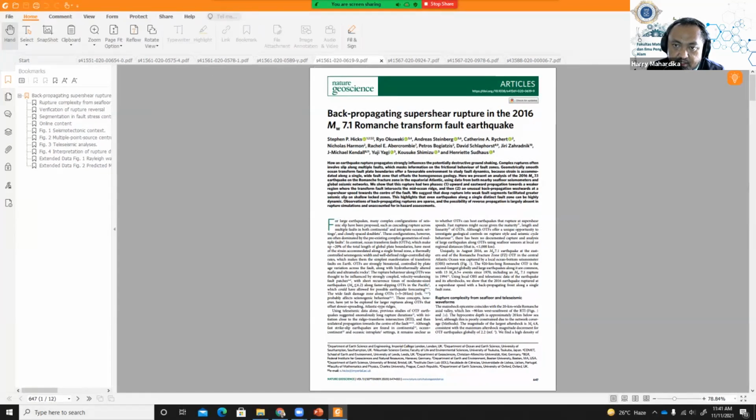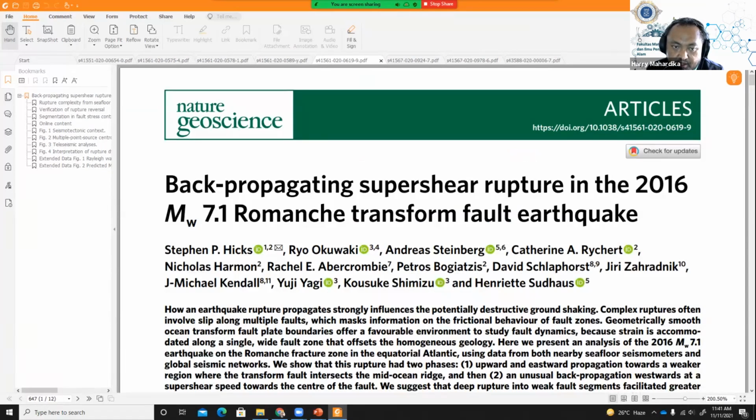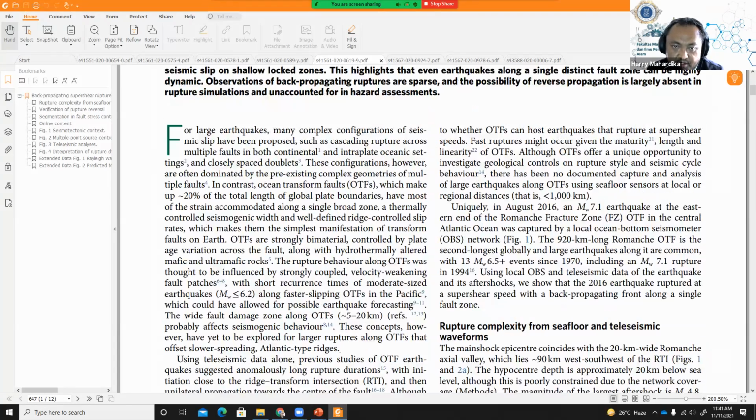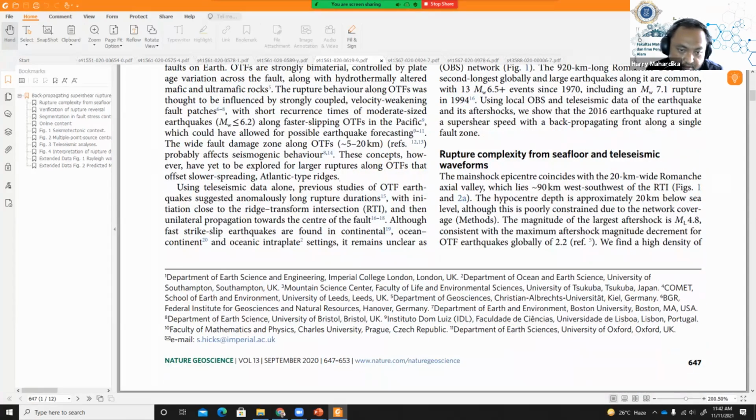The fifth title is a seismic or seismology related topic. The authors for this paper are plenty, because it's a collaborative study from London and Southampton, and then, let me see, let me increase the size. Okay, the backpropagating supershear rupture in the 2016 magnitude 7.1 Romanche transform fault earthquake. The list of authors here comes from different nationalities. One is coming out, I guess, from the institution here.